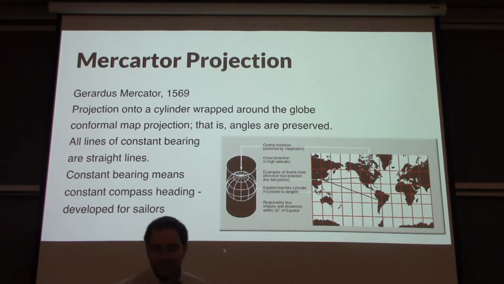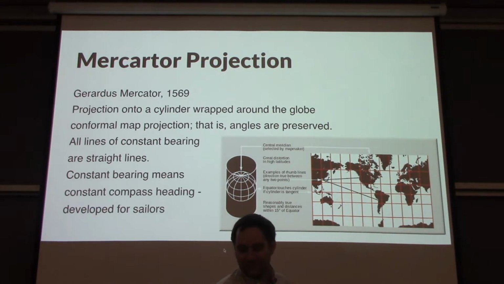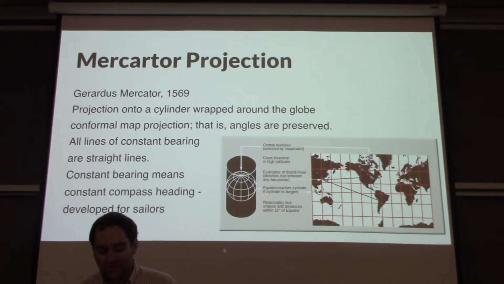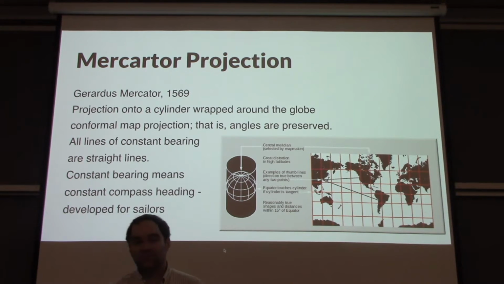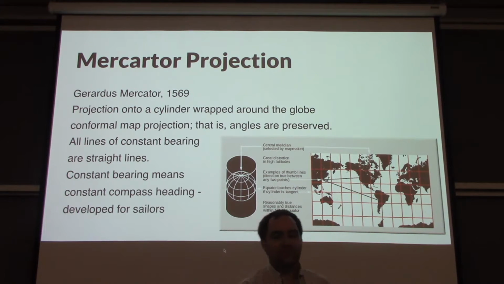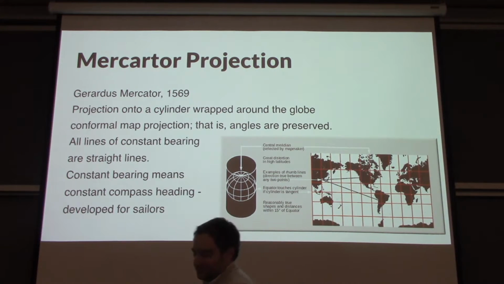Okay, so the most familiar projection is probably the Mercator projection. Here the idea is that you project the sphere onto a cylinder wrapped around the globe. It's a conformal map projection, which means that angles are preserved, which implies that you have constant bearings. If you want to sail somewhere, this is a great map to use, and you have a constant compass heading. This is also the reason why it was developed. It was developed for seafarers, for sailors.